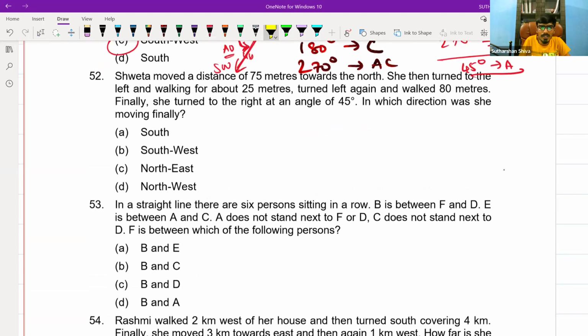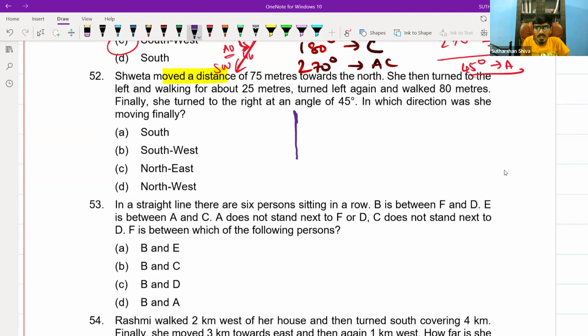Then question number 52. Sweta moved a distance. We will directly do it; I don't want to read that question. Sweta moved a distance of 75 meters towards north. Why I am not mentioning the numbers is that my final answer is not in the form of numbers, so I don't want to put the numbers over here. You would simply draw a line, 75 meters, a slightly lengthier line.